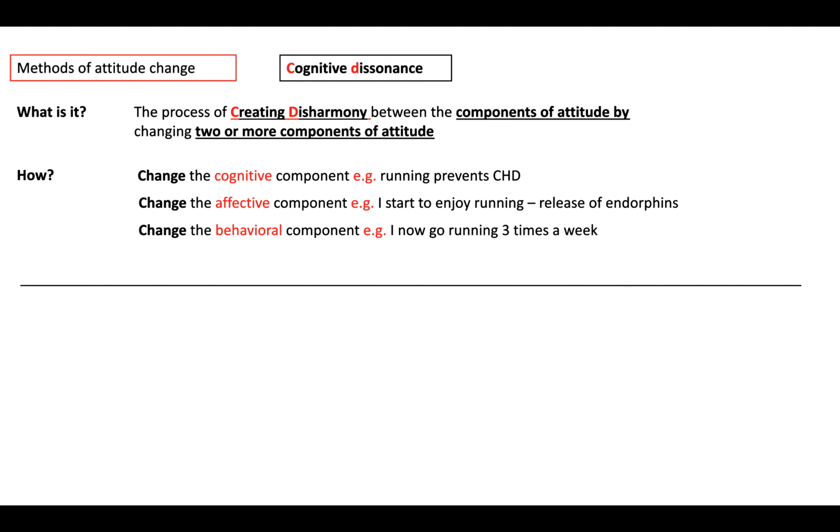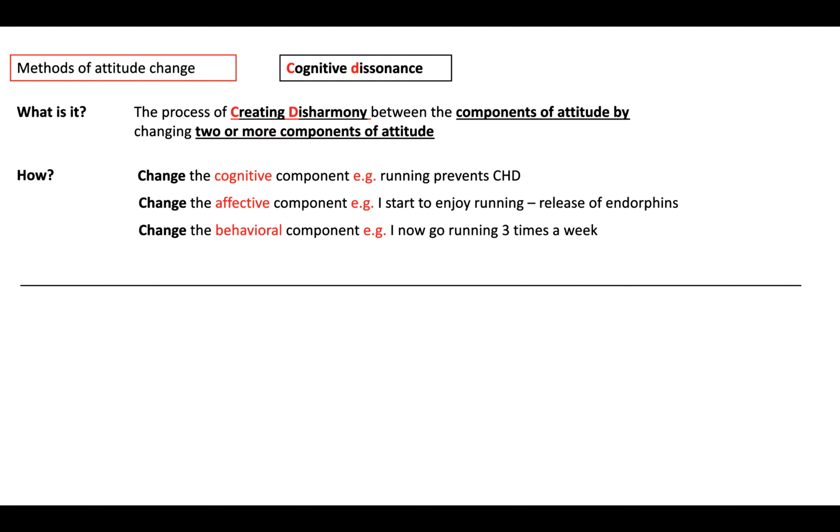Okay, so changing these components will create an attitude change using cognitive dissonance, the process of creating disharmony. So we're starting to create disharmony between the 3: don't like running, causes injury, don't enjoy it, I'm not going to do it. We're starting to change what happens. And now we're saying, well, actually, running prevents coronary heart disease.